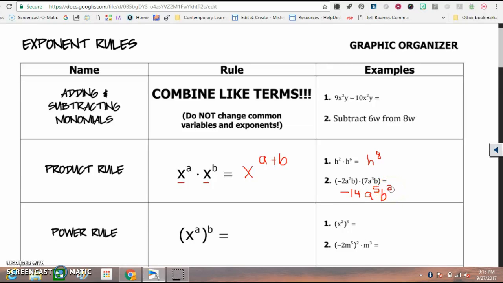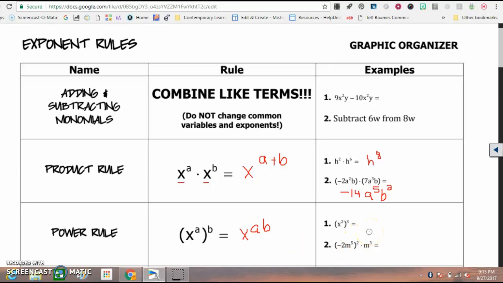Let's go to the next one. The power rule was a very recent concept. And unlike the product rule, if you look, these are separated by a multiplication sign. These are not. It's an exponent brought to an exponent. That's why it's called power to a power. So all that we do in this one is now we multiply. So we're going to do a times b. So on your paper, make sure you write x to the ab. That means you're going to multiply.